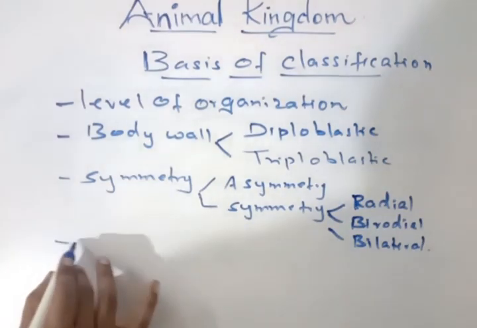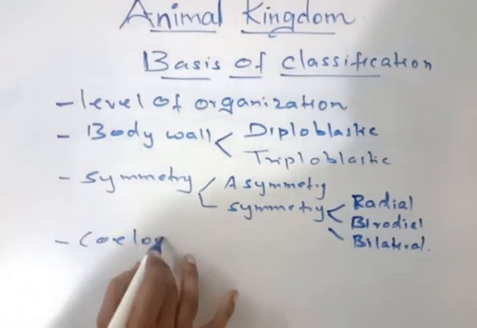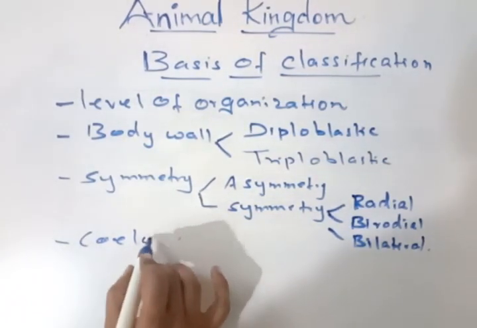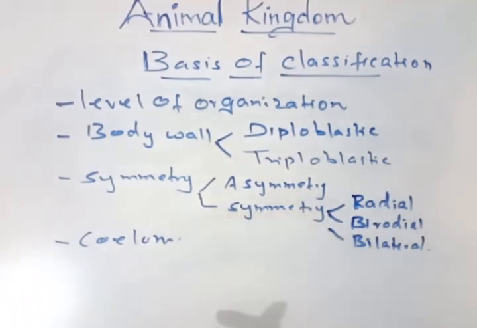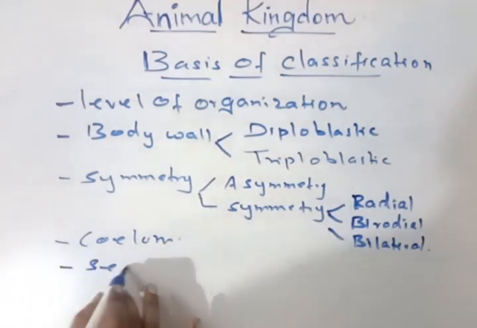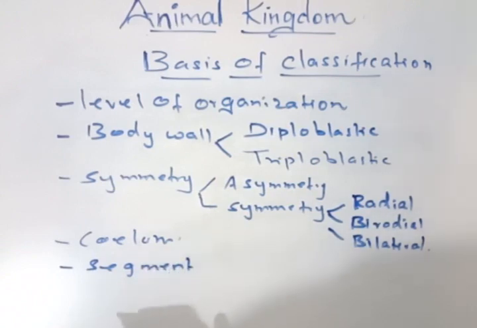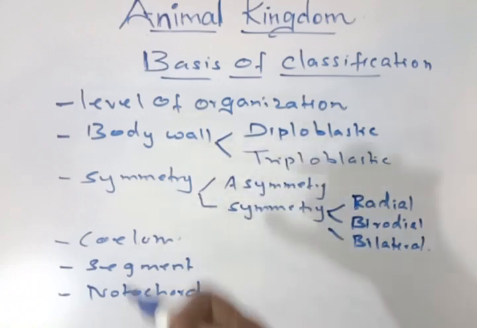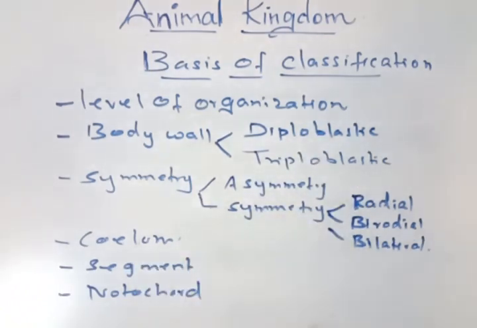Then body cavity. The cavity is called coelom, so coelom is otherwise called the body cavity. Based on that, and based on body segments, since some animals will have segments in the body. And finally, based on the notochord. Notochord here means some organisms have a backbone, the vertebral column. Some may not have this vertebral column. Some organisms have it in the embryonic stage and later it disappears, or in some organisms it later converts into the vertebral column.